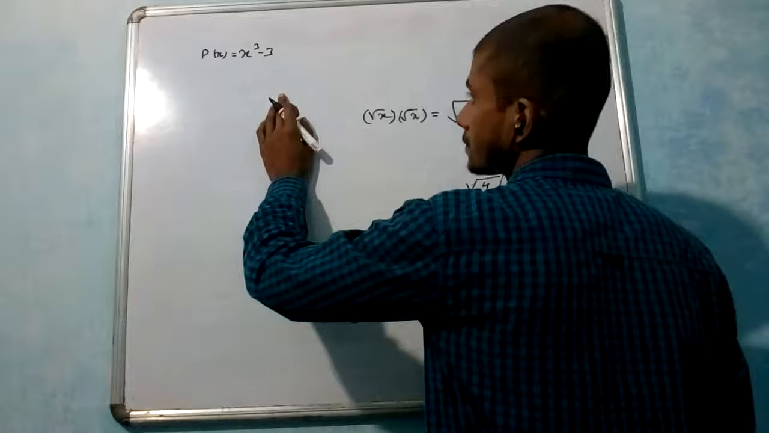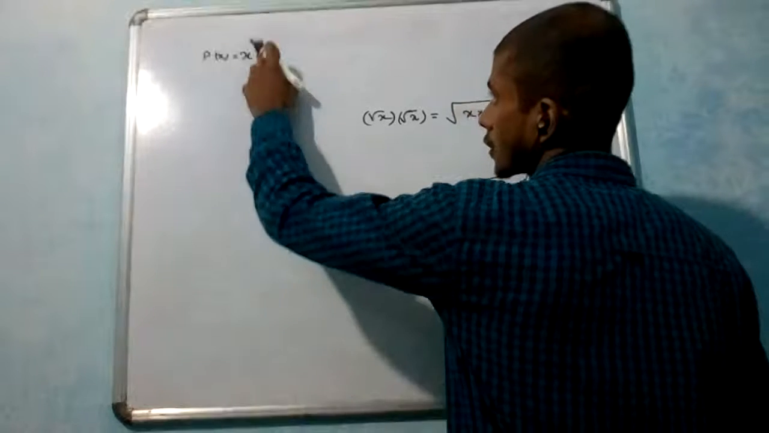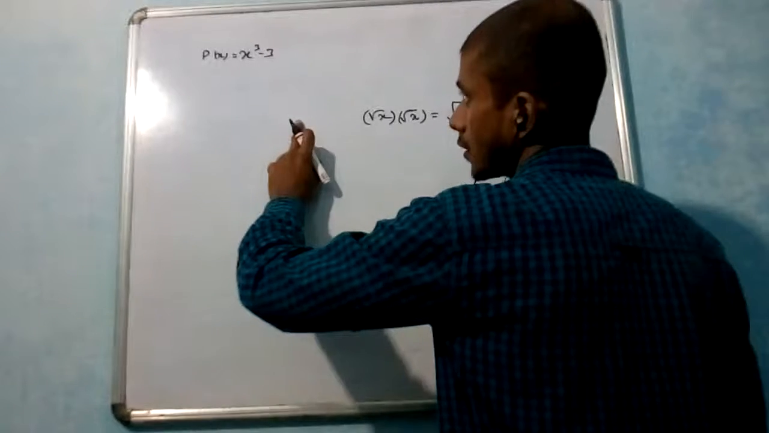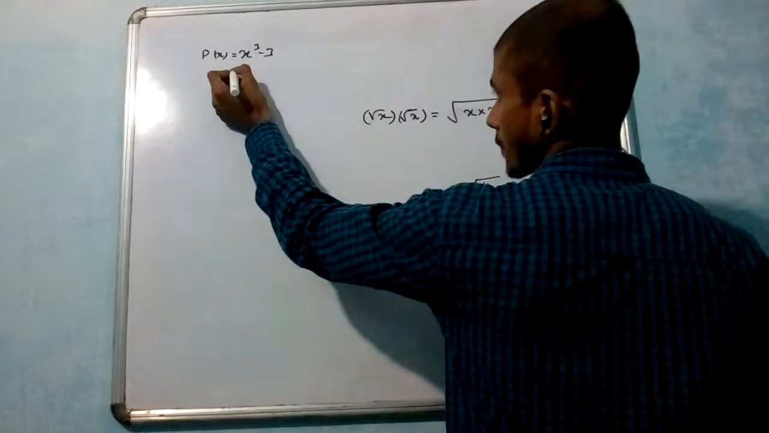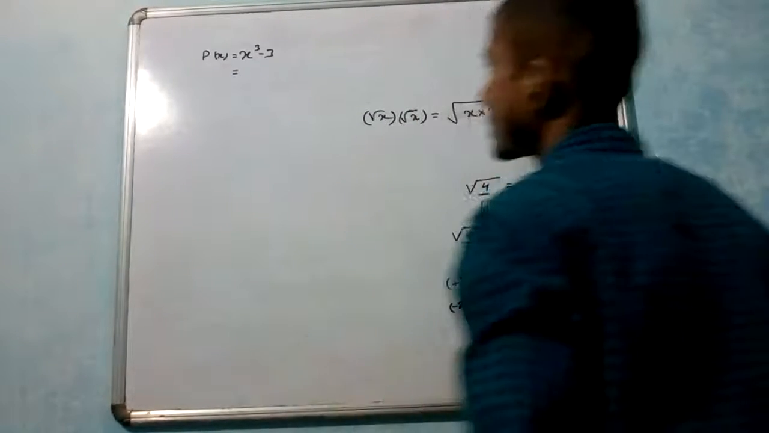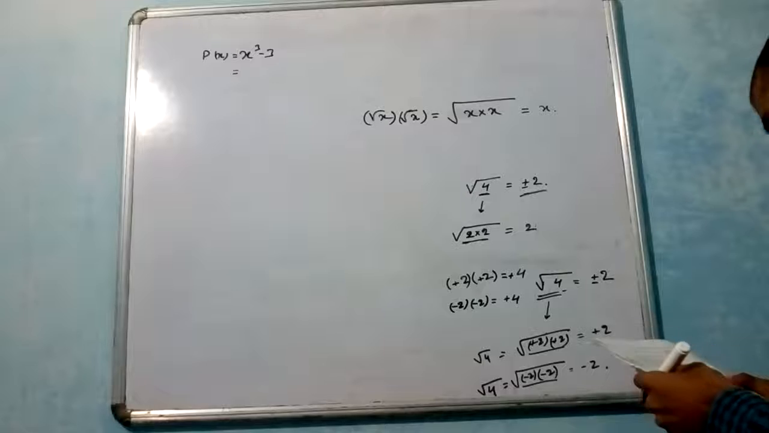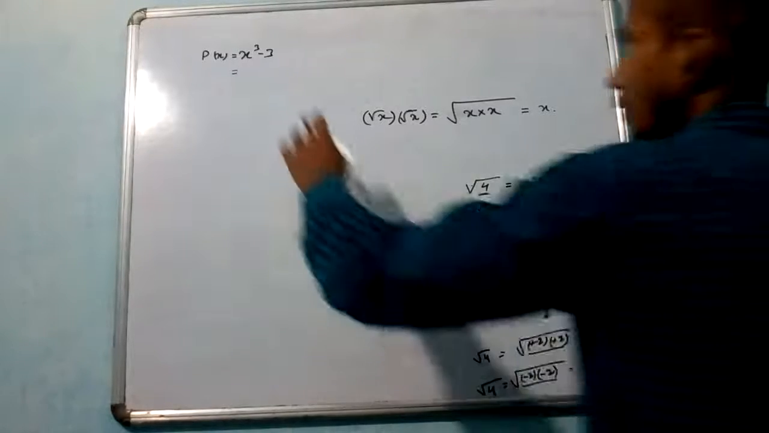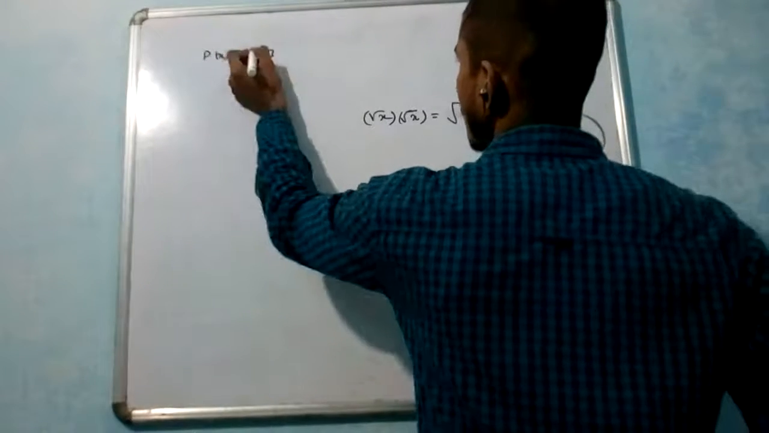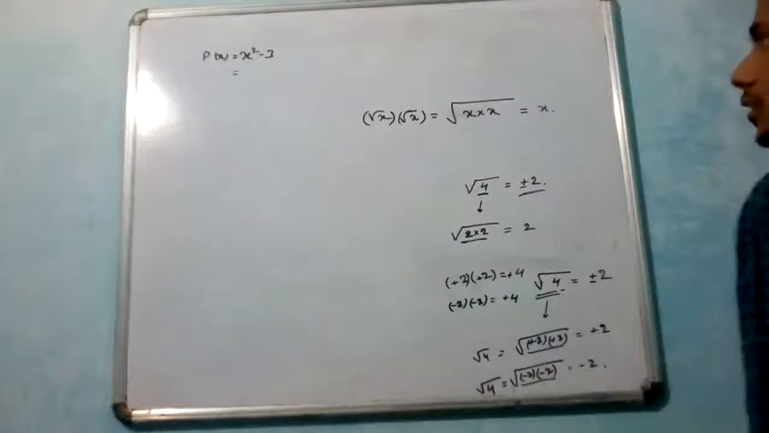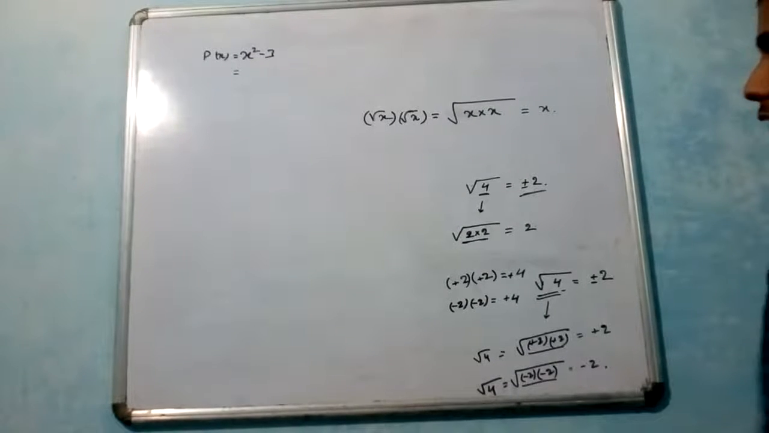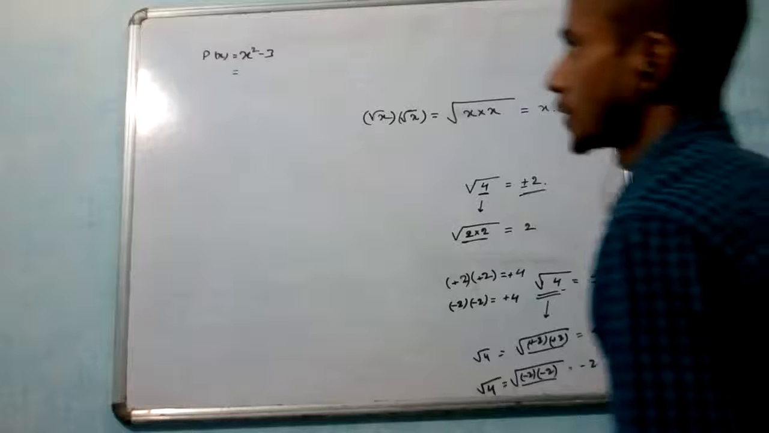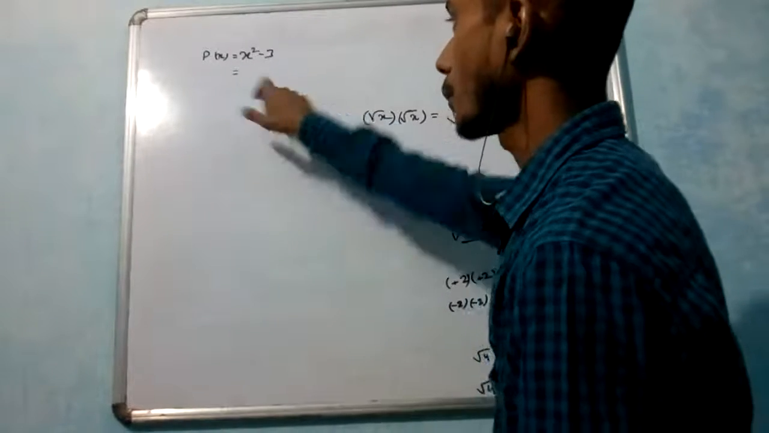X cube minus 3. How can we split it? Cube or square? What it is, man? It is square, sorry. My mistake, I wrote. So x square minus 3. It is a quadratic polynomial. How can we split it into its factors, or linear polynomial product? How can we split?